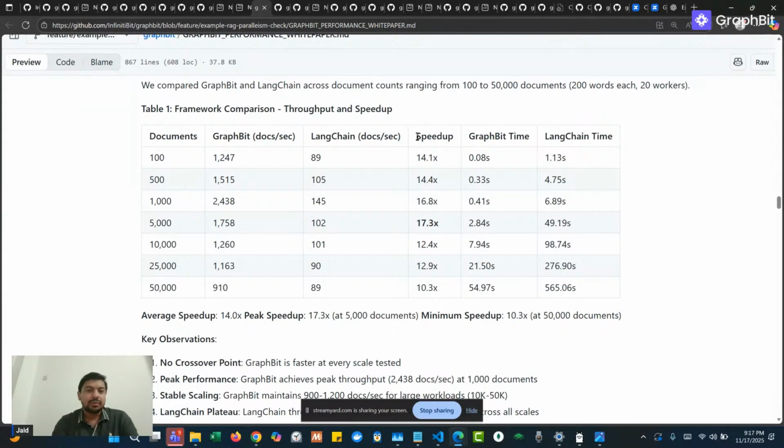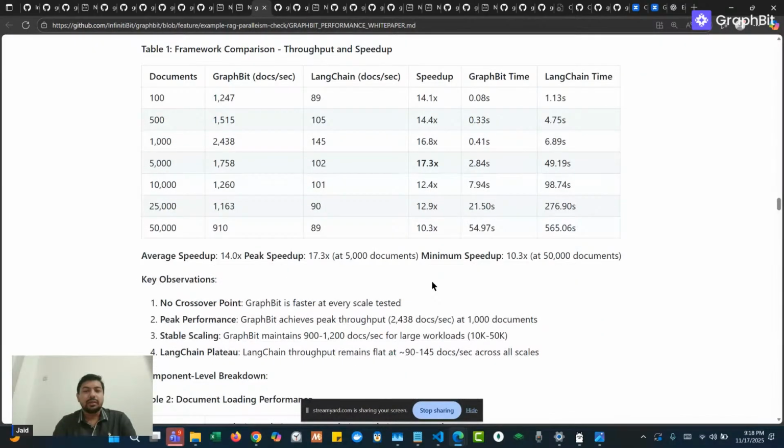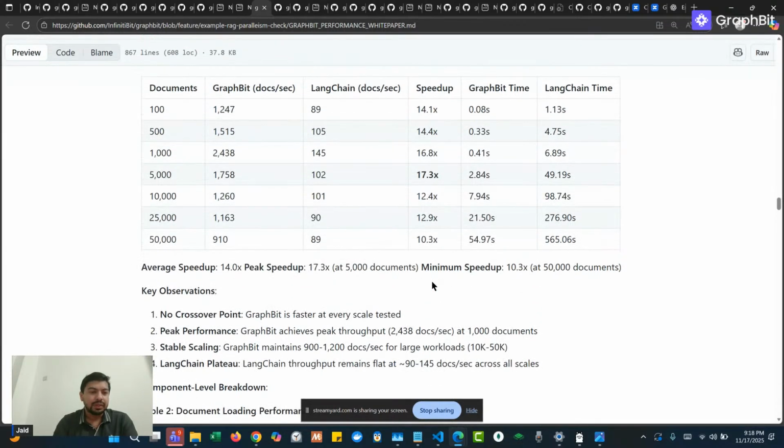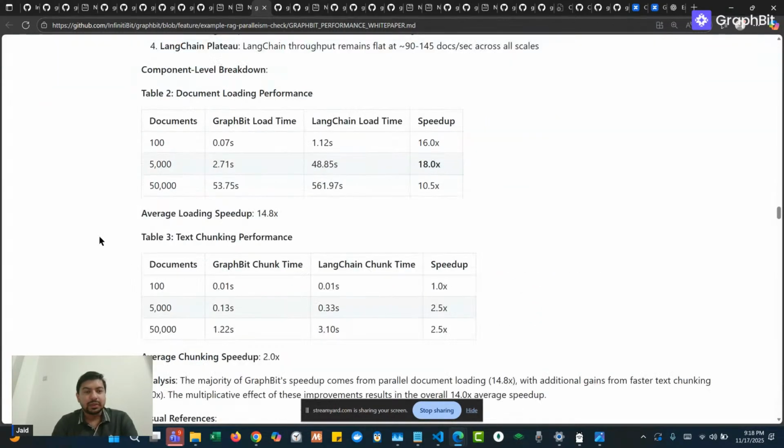You can see that in each iteration, whether it's 100 or thousands of documents, even 500,000, it doesn't really matter. GraphBit still performs 15 to 70 times better on average. The comparison would be like 1,000 times faster and more efficient, and up to 2,000% more efficient, both computationally and in speed.